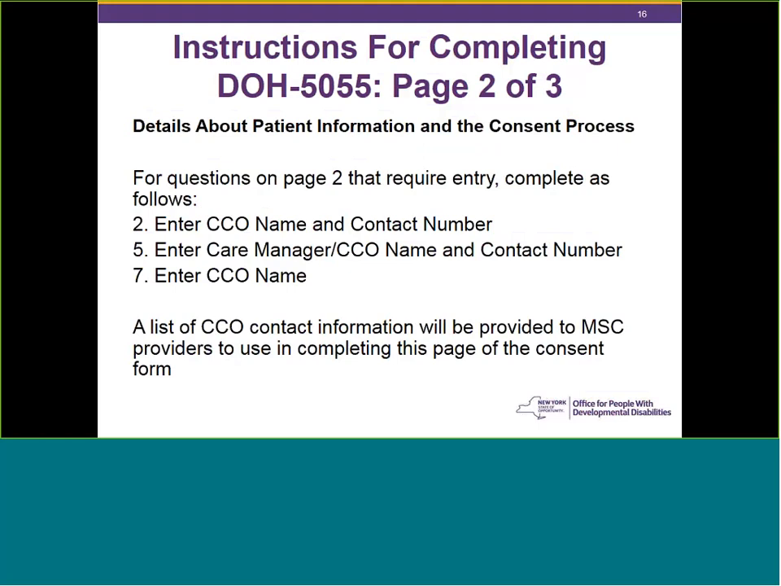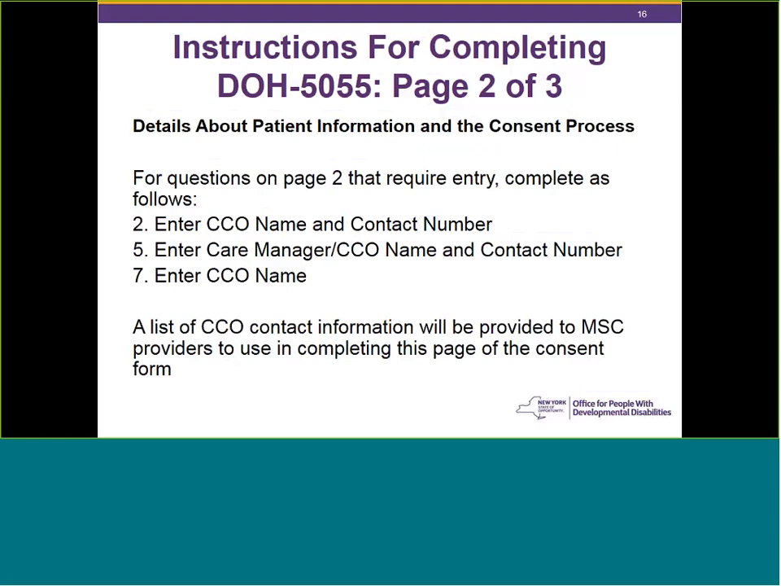So for number 2 on that page, you may enter the CCO name and the contact number. For number 5, you can enter the care manager name or the CCO name. So if you are working with somebody and you will not be the care manager as the person transitions on July 1, you can just provide the CCO name. You do not need to specify the name of the care manager. And then you may include the name and the number of the CCO.